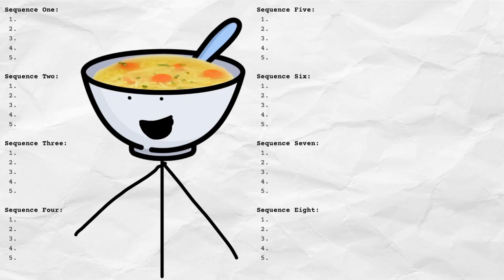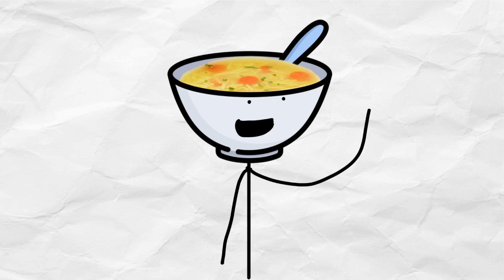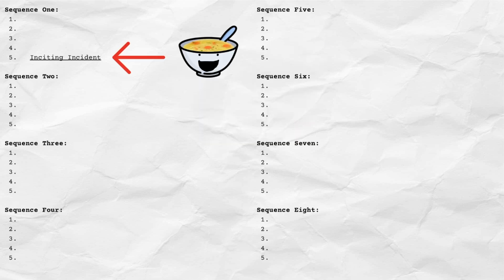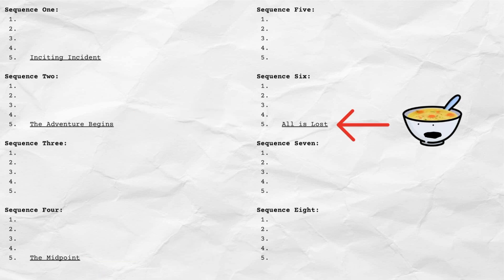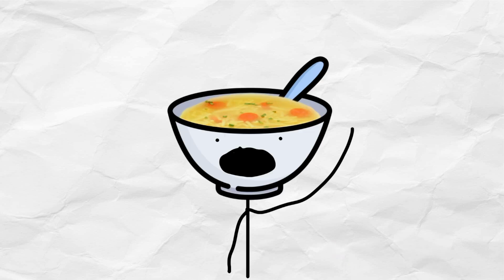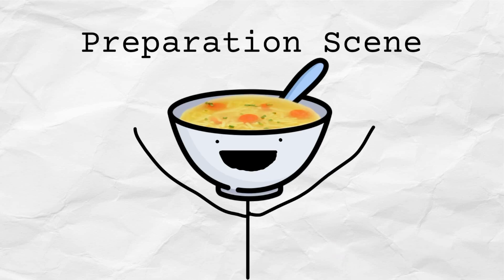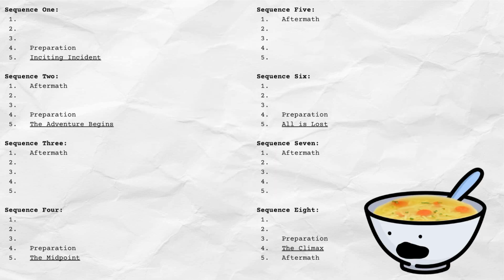So we have 8 sequences with 5 things happening each, but how do we fill it? Well, if you watch my video on story beats, which I'll link right here, you'll know that the inciting incident goes at the end of 1, the adventure begins goes at the end of 2, the midpoint goes at the end of 4, and the all is lost goes at the end of 6. And the climax, that's basically all of 8. For each of those major beats, it's likely we'll need a preparation scene and an aftermath scene, so put those in. And then you can go from top to bottom, filling the moments as you see fit.